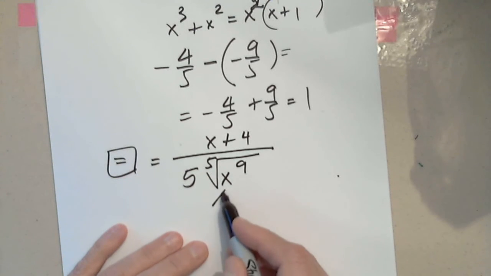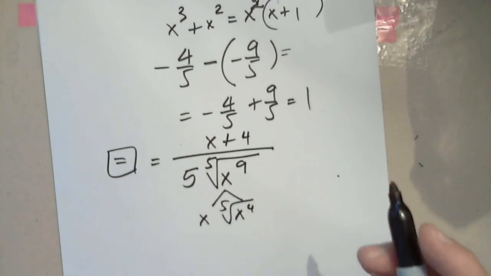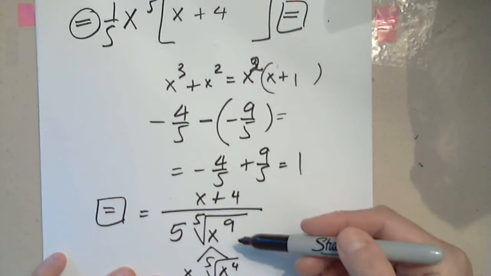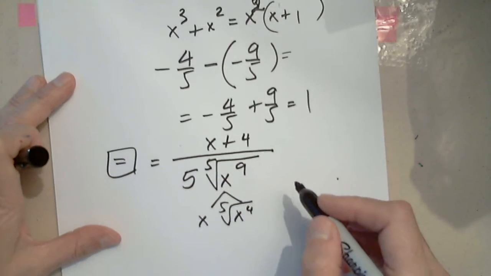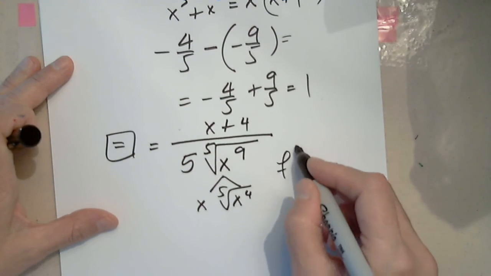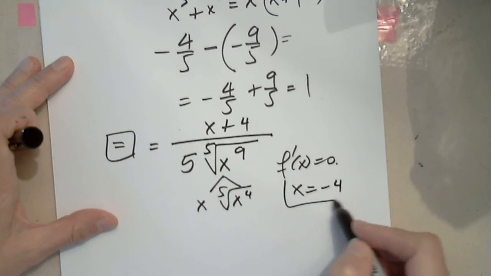Yeah, you can simplify this into x and the 5th root of x to the 4th. Who cares? It's in the denominator. This is undefined when x is 0, but so is the function, so I don't care. So the only critical number is when f prime equals 0, and obviously that is when x equals negative 4.